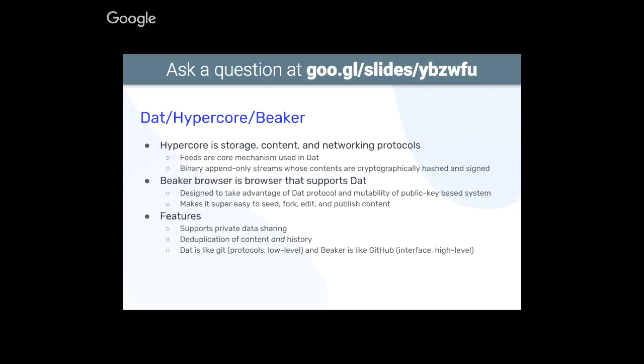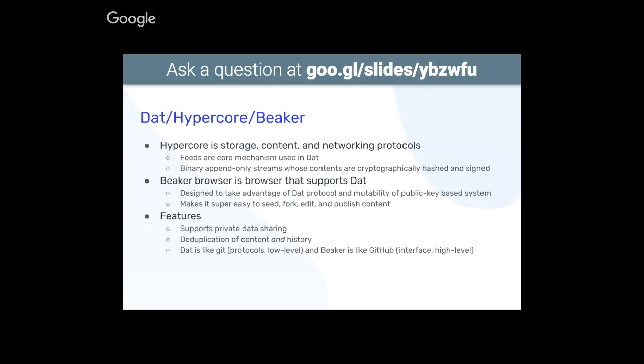And then Beaker, the Beaker browser, is a browser that supports DAT. It's really designed to take advantage of a lot of the features that the DAT protocol provides. So for the idea of mutability in public key-based systems, the Beaker browser makes that really easy. It makes it easy to do things like seeding, forking, editing, and publishing content. In the most explicit sense, the Beaker browser is your gateway to the DAT / Hypercore distributed web. And the team that's building it is great, and there's a very strong focus on usability.